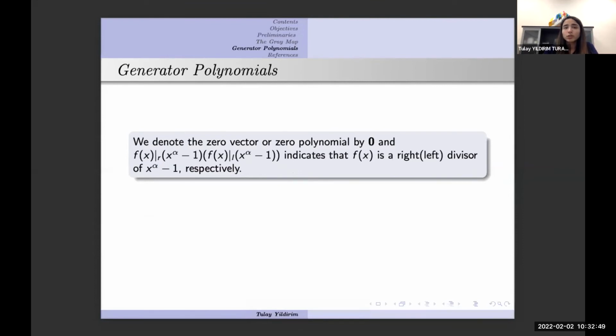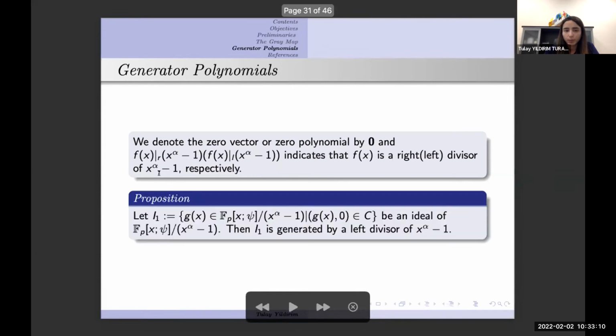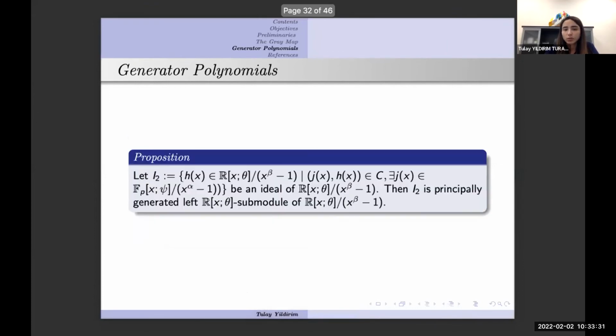When we come to the generator polynomials for the ring FpR, first of all, the zero vector or zero polynomial is denoted by 0. These notions mean that f of x is a right or left divisor of x to the alpha minus 1. First of all, we prove that. Let I1 be an ideal of FpR. It means that for any polynomial g(x) taken from this polynomial ring, I1 is generated by a left divisor of x to the alpha minus 1.